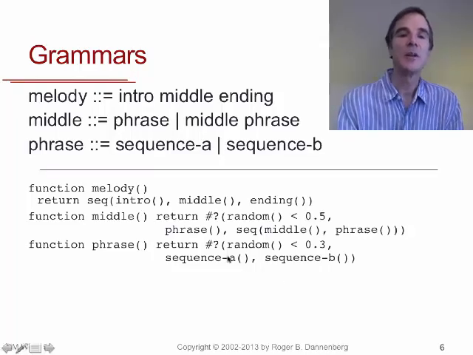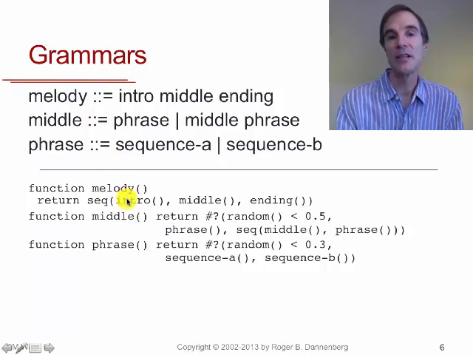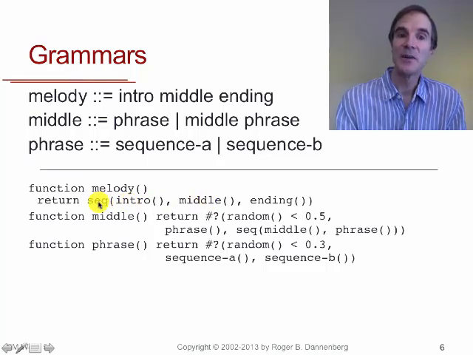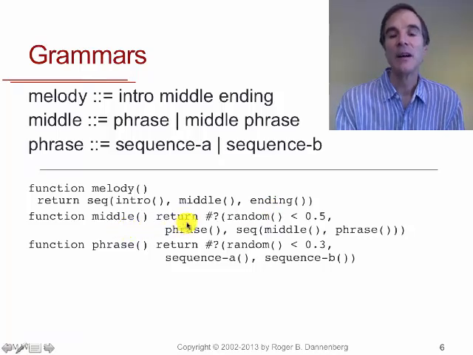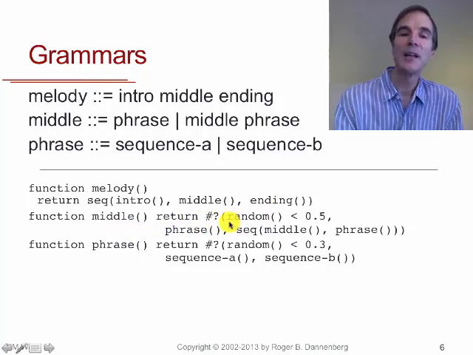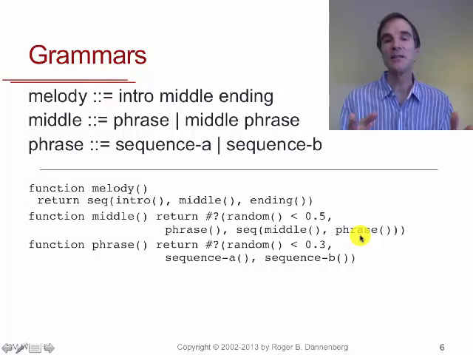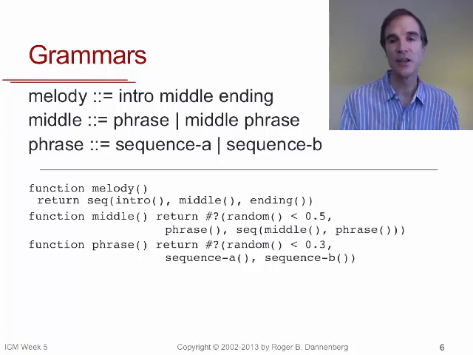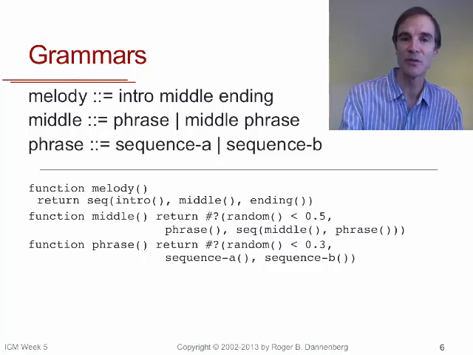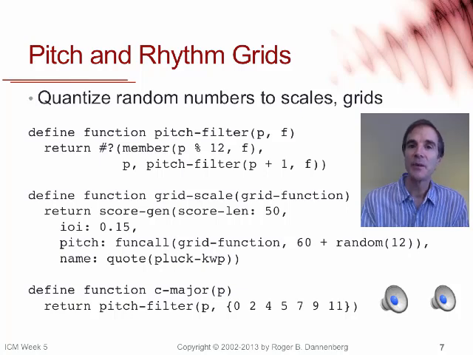Here's an example down below of how you could translate this into a program. The rule for melody, which is a sequence intro, middle, ending, is actually just a Nyquist sequence of function calls to intro, middle, and ending. And what's a middle? Well, we pick randomly to either generate a phrase or we generate a recursive call to middle followed by a phrase. And so we can directly translate rules of grammar into functions in Nyquist that can generate some very interesting musical structure, musical form. The last thing I want to talk about now are pitch and rhythm grids.